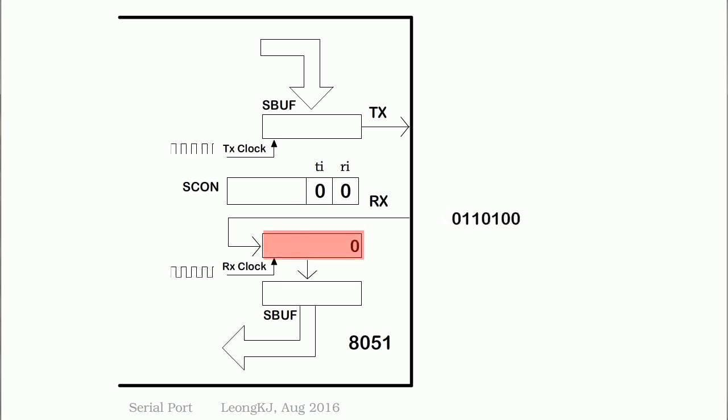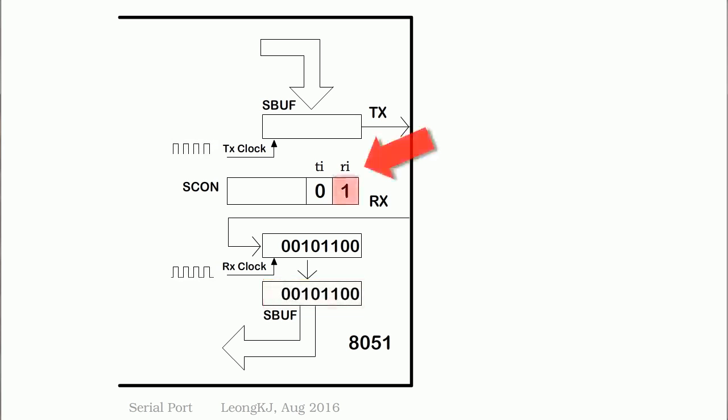Received data goes into the receive shift register. When data reception is complete, the data in the receive shift register is transferred to the receive SBUF. At the same time, a bit called the RI bit is set to indicate that a complete data resides in the receive SBUF.